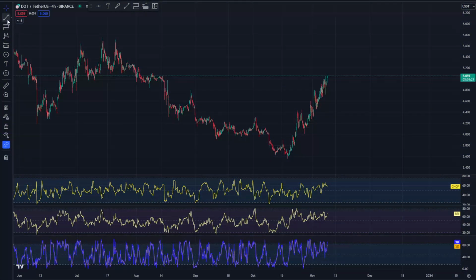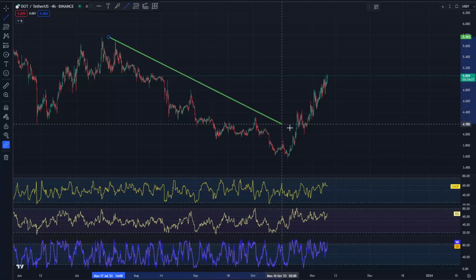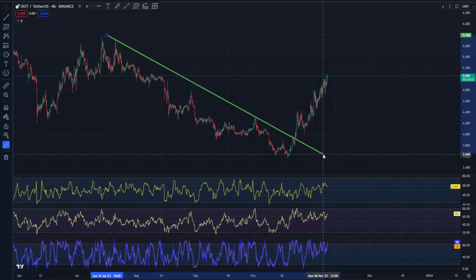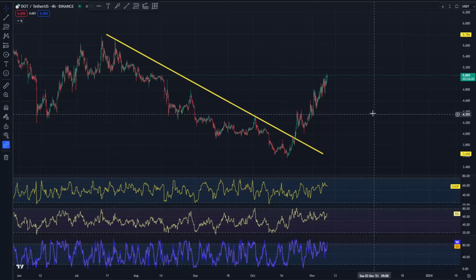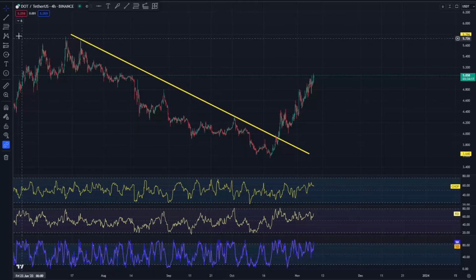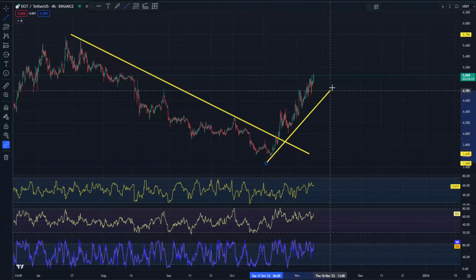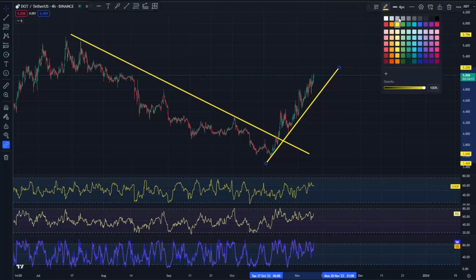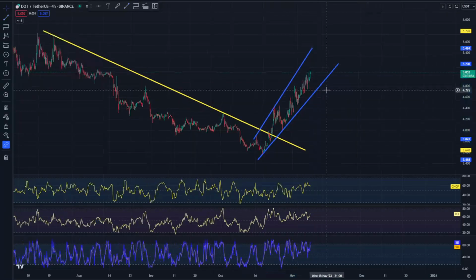Third, we will check the DOT chart on a 4-hour interval. As we can see, the price has broken the downtrend lines, creating a current uptrend which we used the blue lines to describe.